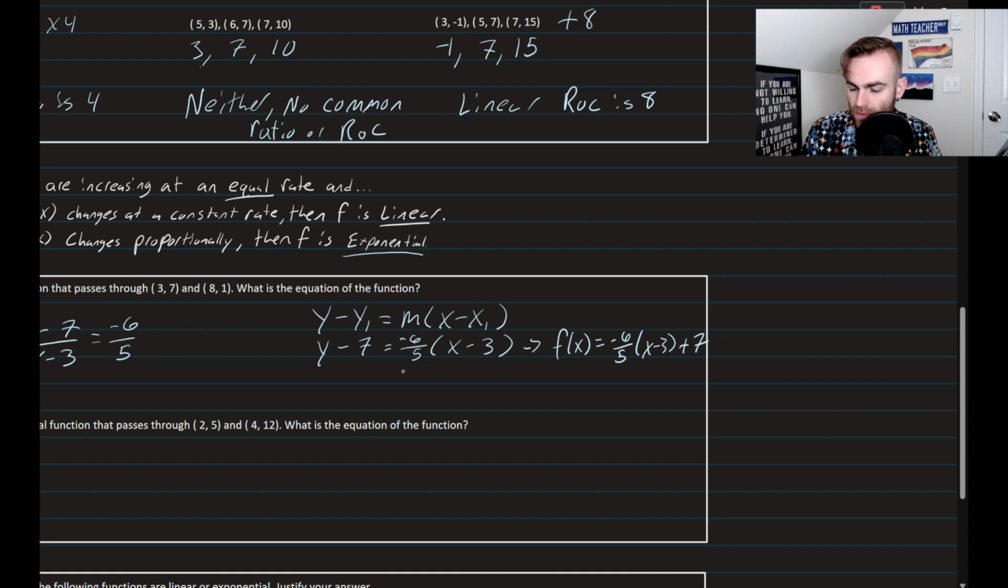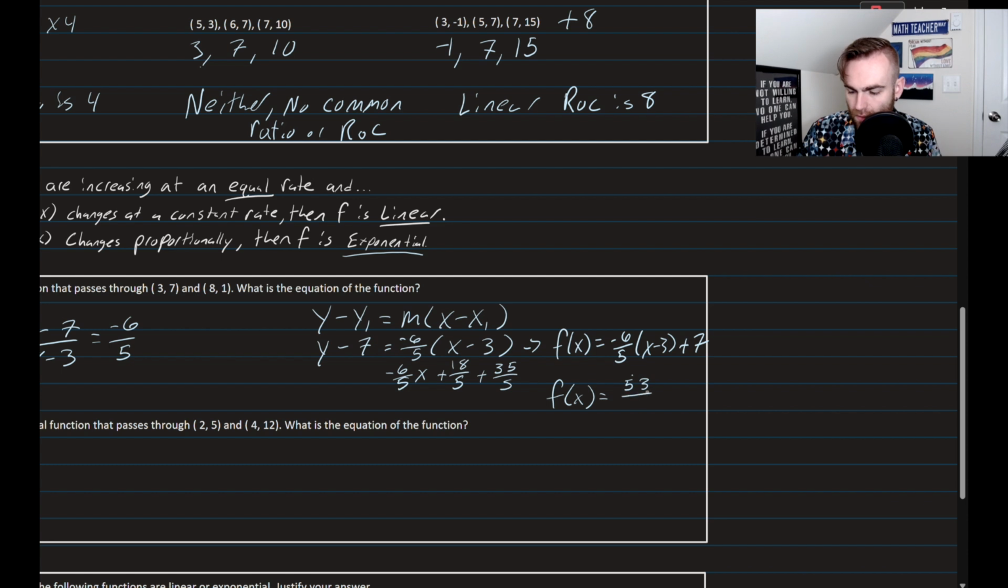So we can distribute and then add 7 to it, so that would be -6/5 x, -6/5 times -3, -6 times -3 is +18/5, and 7, we're going to add 7 anyway. 7, in terms of fifths, is 35/5. So we could also have f of x is equal to, and then 18 plus 35, that would be a 3.